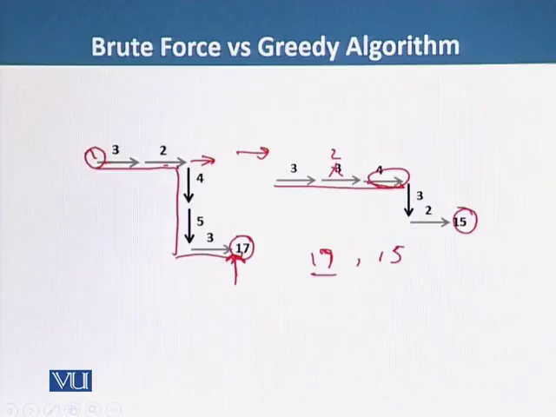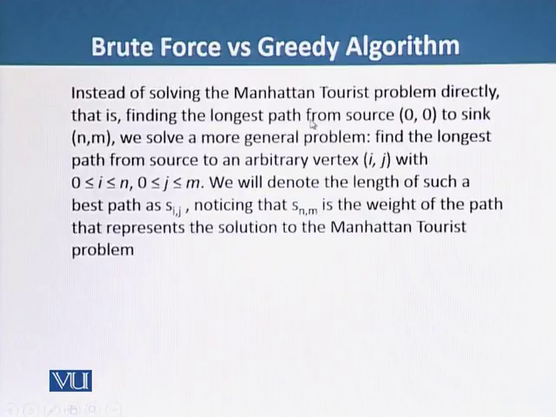So we cannot use either brute force or the greedy algorithm to calculate the best path in this problem. So instead of using brute force or greedy, instead of solving the Manhattan tourist problem directly, that is finding the longest path from the source, 0,0, the starting point, to the end point, the sink n,m, we solve the more general problem: find the longest path from the source to an arbitrary vertex i,j.